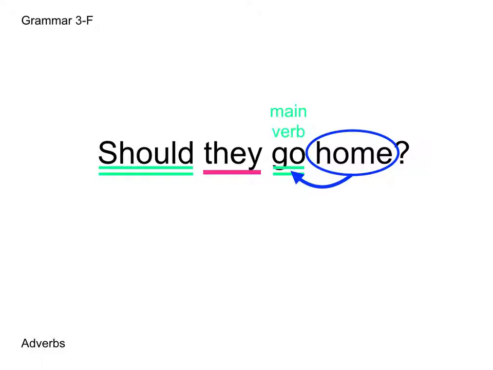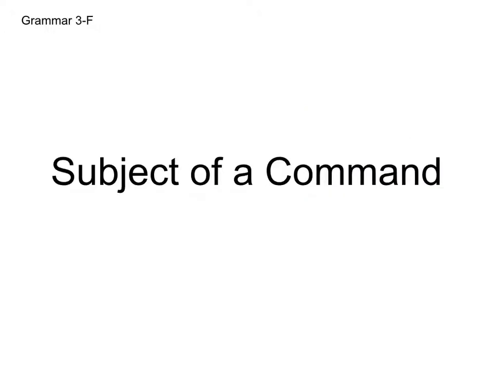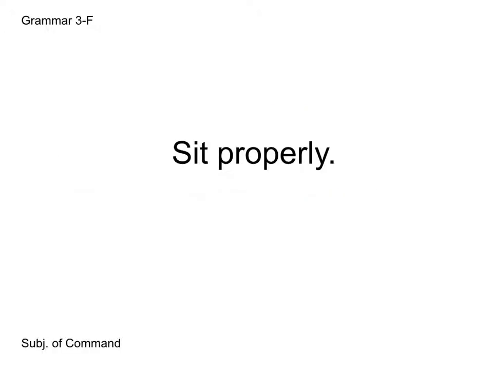Now we're going to move on to what the subject of a command is. So let's look at our example sentence. We have the sentence, sit properly. Well, first, let's identify what we do have available to us. So we know that sit is the verb, and we know that properly is describing how we should sit. So we're going to circle and draw an arrow.